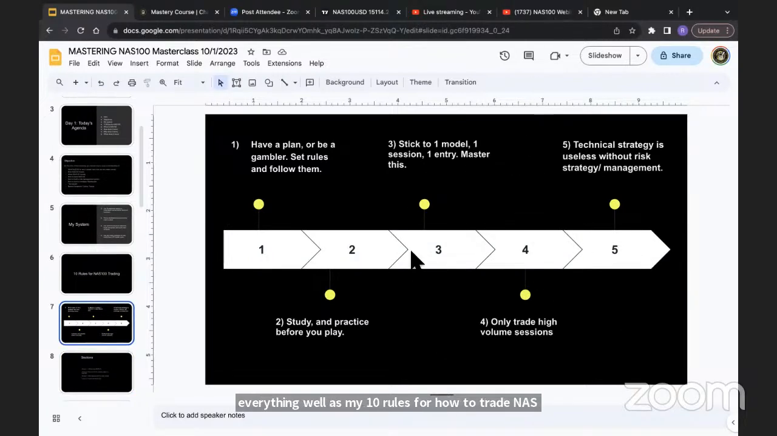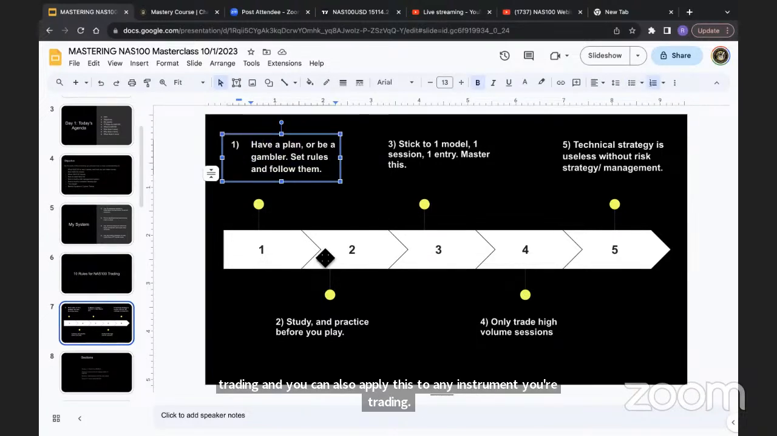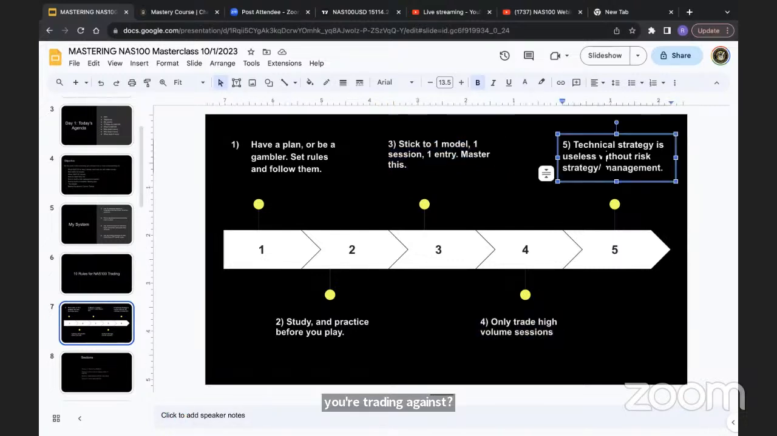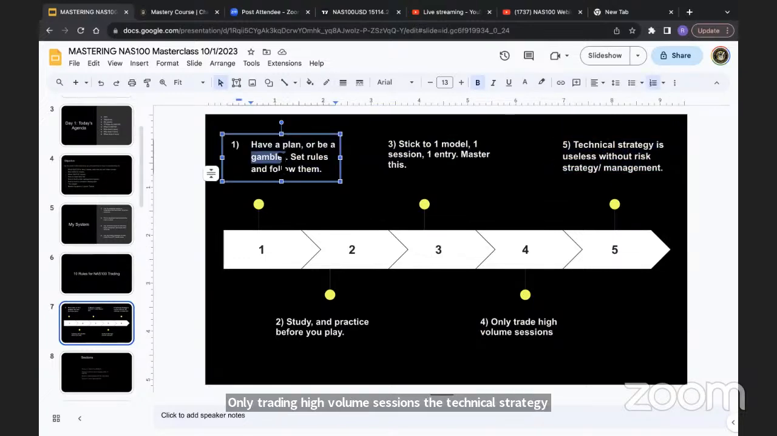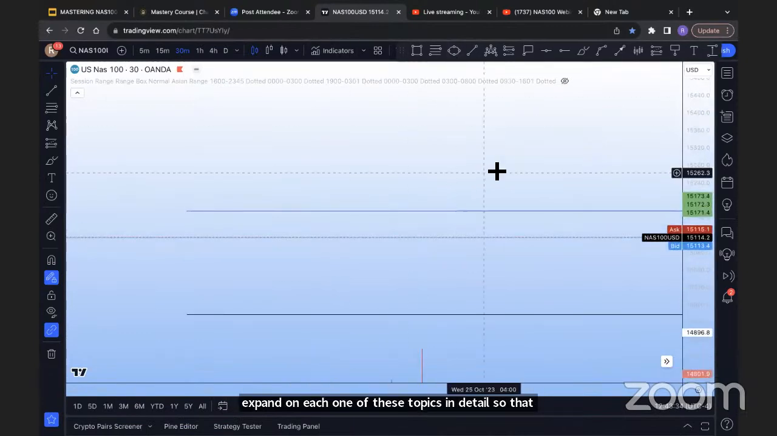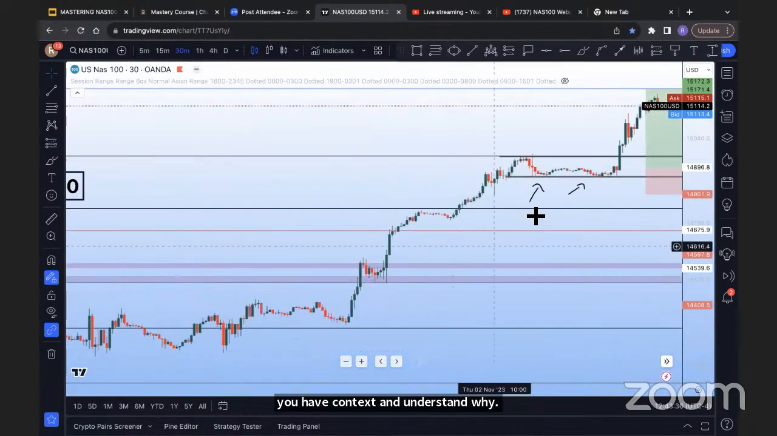You can also apply this to any instrument you're trading, like having a plan, or otherwise you're gambling, sticking to one model, one session, and one entry so that you can master the psychology of the traders you're trading against, only trading high volume sessions, the technical strategy being useless without risk management. And then we expand on each one of these topics in detail so that you have context and understand why they're part of the rule set.